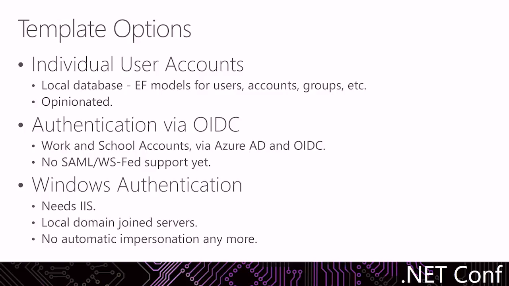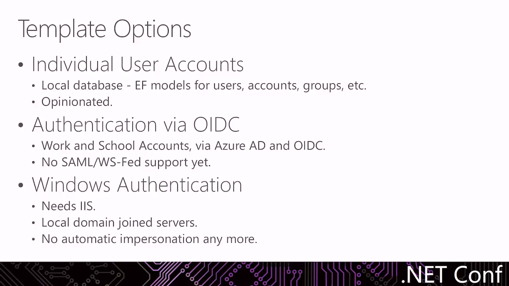So if you are binding to government, if you are talking to banks, if they want to federate with you and they say, no, we're not doing it OIDC because it's new and exciting and we're banks or governments, so we don't do new and exciting, you will have WS-Fed support pretty soon. And obviously, Windows Authentication needs to have IIS. So that means you need to be hosting on Windows. And for proper Windows Authentication throughout a domain, your IIS server needs to be domain joined.